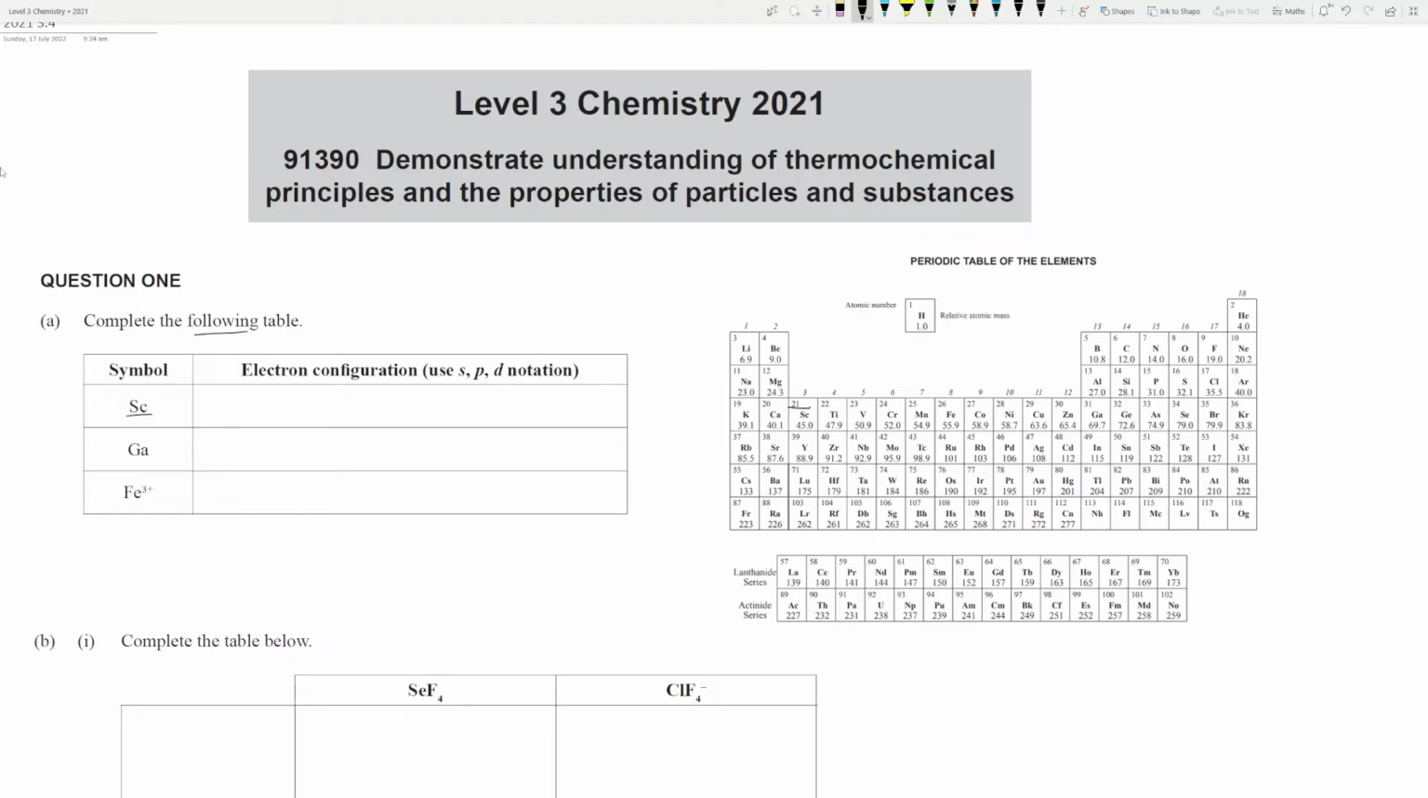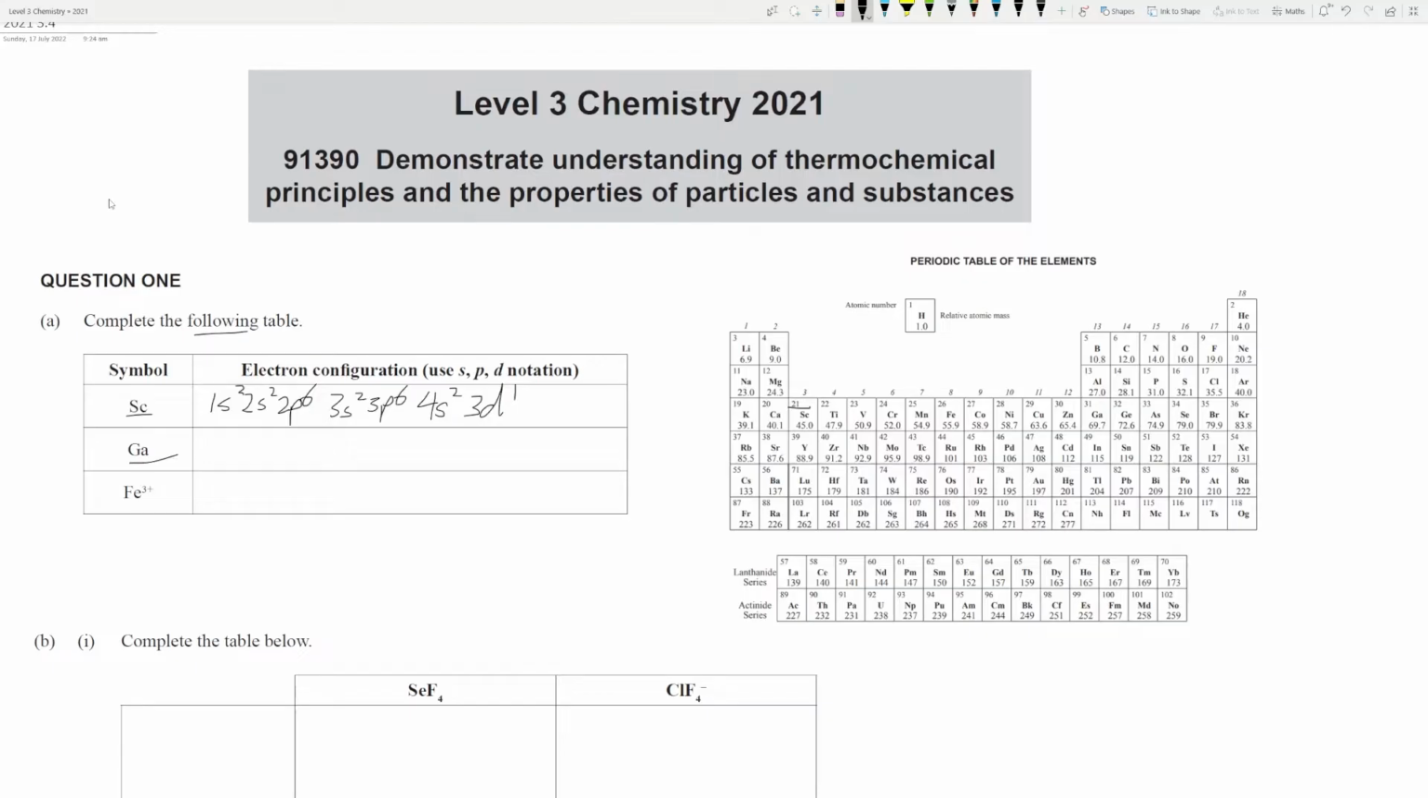So what you want to do, you want to make sure that you write in the correct order. So it's 1s2, 2s2, 2p6, 3s2, 3p6, that's 4s2, 3d1, and that should be 21. So if you add up those numbers, that's 21 electrons.